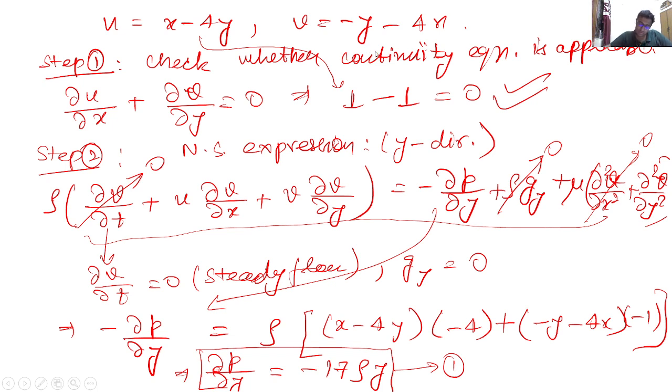Okay, so if we bring this minus del p by del y from the left hand side to the right hand side, we just flip the sign. Now rho into u, which is x minus 4y, and del v by del x is nothing but minus 4, multiplied by minus 4 is plus. Is it minus 4 or 1? Minus 4. It is del v by del x. Okay, got it. It is u times del u by del x plus v times del v by del y.